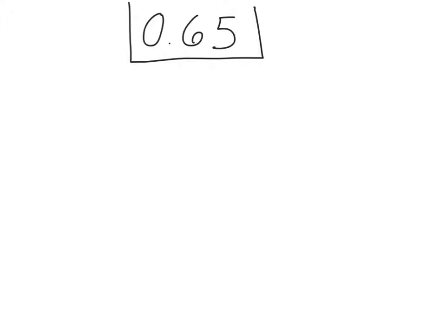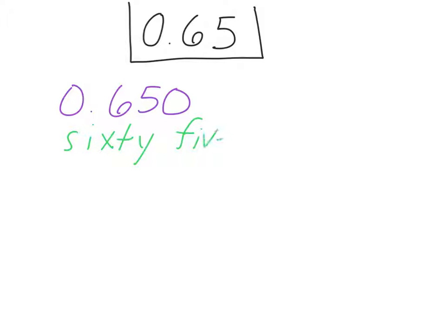So let's practice a few of these. Here we have the number 0.65, or you could just say 65/100. So if I write this as an equivalent decimal, I can just add a 0 to the end. It's 650 thousandths. If I write this in words, I would write 65, just as I would for a whole number.